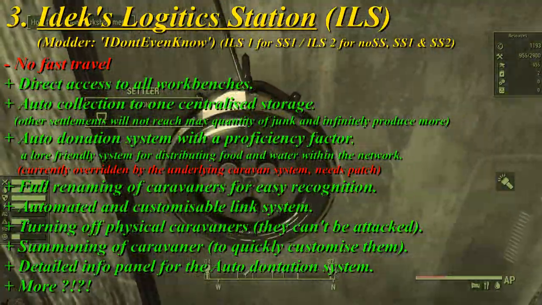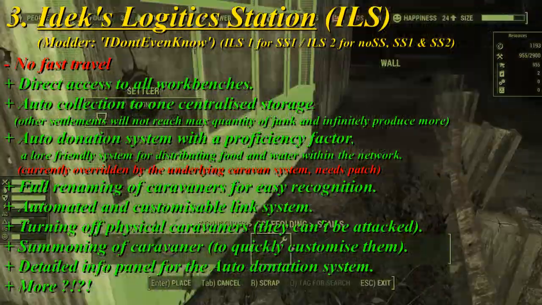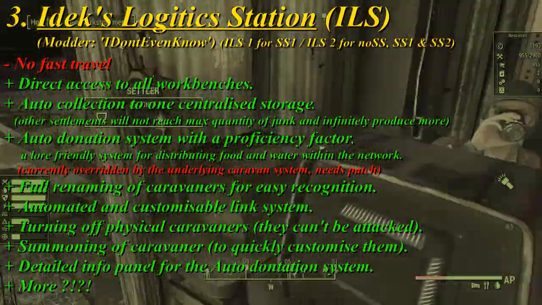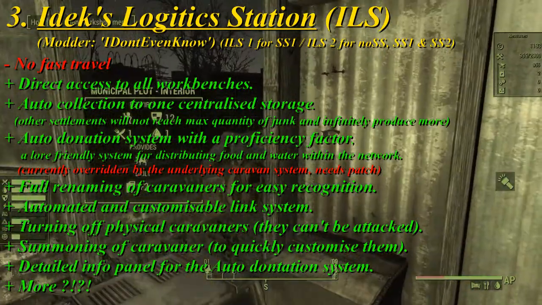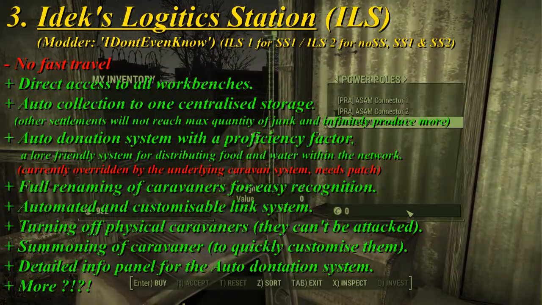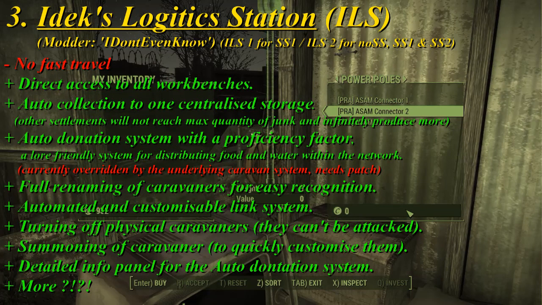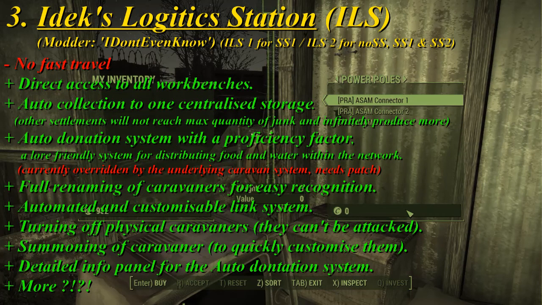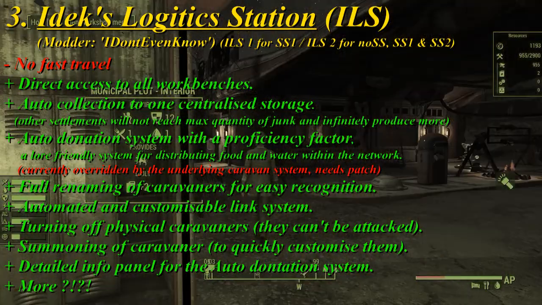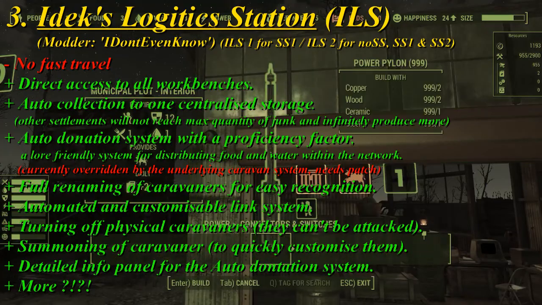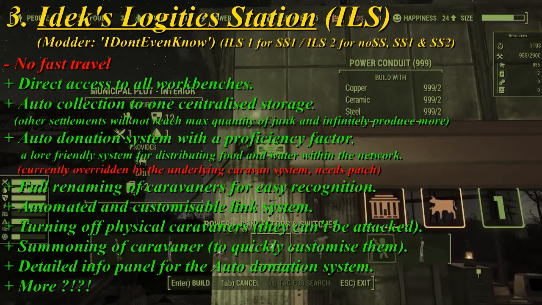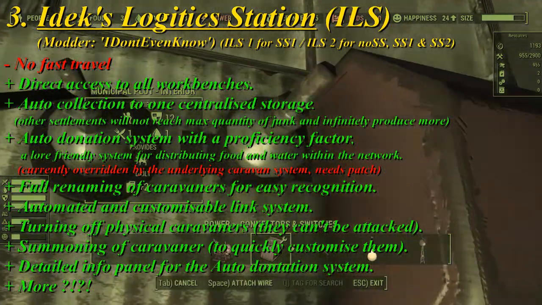So, contrary to the auto-donation system, ILS has an auto-collection system, and that is working brilliantly. So what is the auto-collection system? The auto-collection system simply collects all the items from all your workbenches in the network and deposits them into one specific container. It can be an insulated container, but I recommend you don't use that. It can also be a workbench container, and I highly recommend you place it in a workbench container.